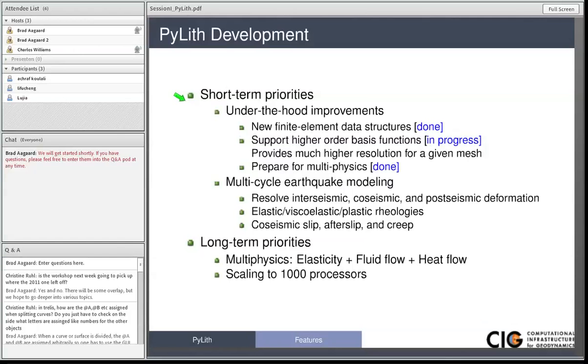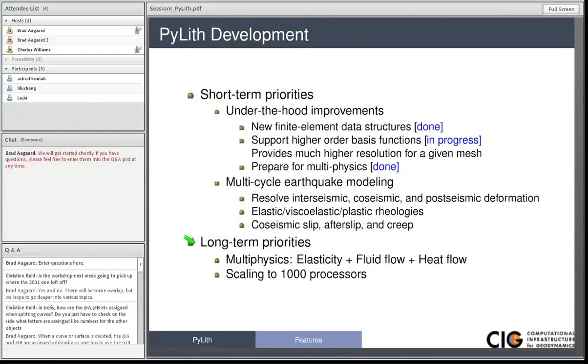Next up, in terms of improvements, will be version 2.1. That's looking at multi-cycle earthquake modeling. This is one of our original goals for Pilot, and that's to resolve interseismic, coseismic, and postseismic deformation within a single code at the different time scales. So have the propagating waves as well as the viscoelastic relaxation following.